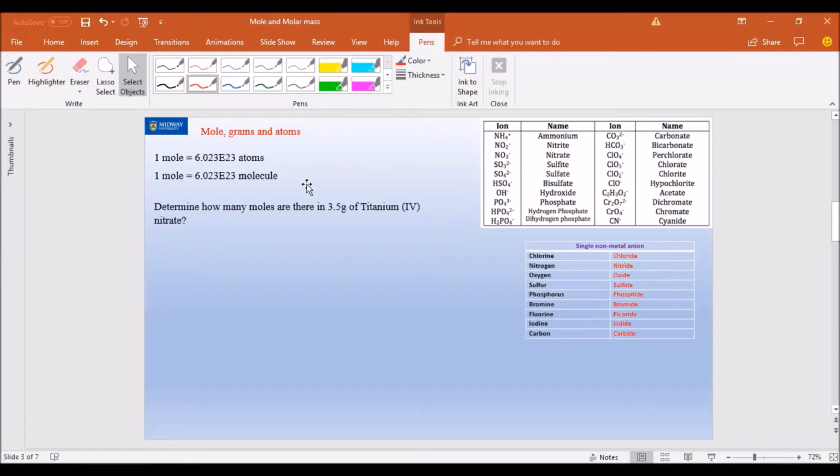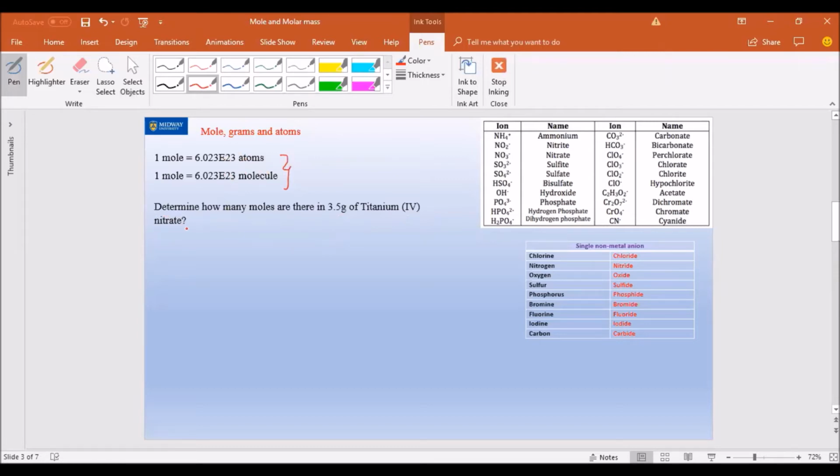Now, that's why precisely we also learned how to calculate a molar mass. That's a piece of information that you would need. But let's do something else. Again, we are not quite using this conversion yet, but you would see that I'm showing it in every single video because I want you to get used to the idea of thinking that you need to use it at some point in time. So I'm asking you, determine how many moles are there in 3.5 grams of titanium 4 nitrate.